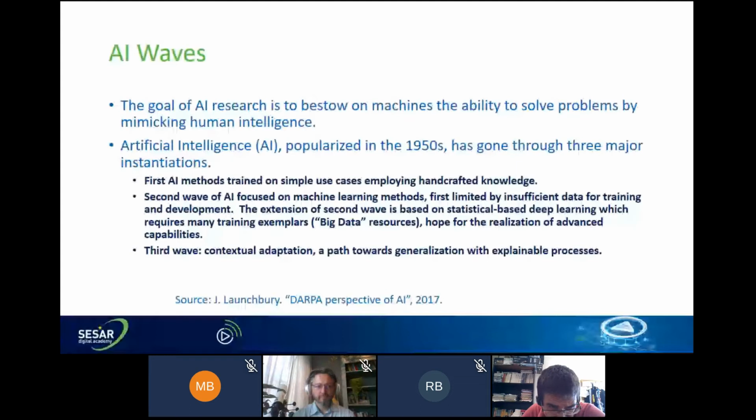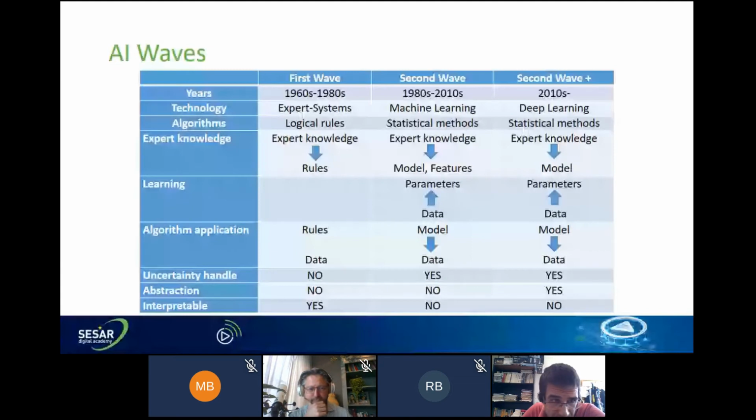trying to understand what's going on and justify the decisions, or the reasons to take those decisions, by the system. So if we look in the next slide, please, if we look to this table, here I highlight the waves and the distinguishing aspects.